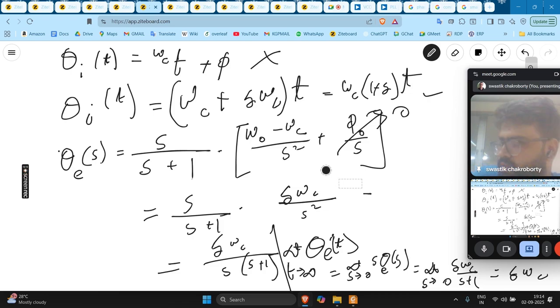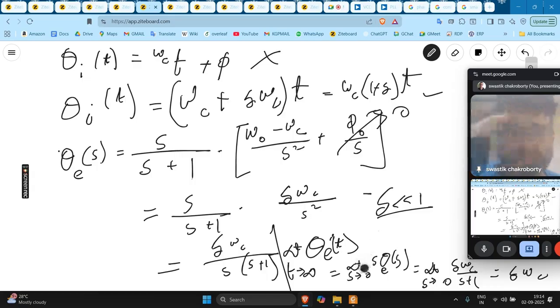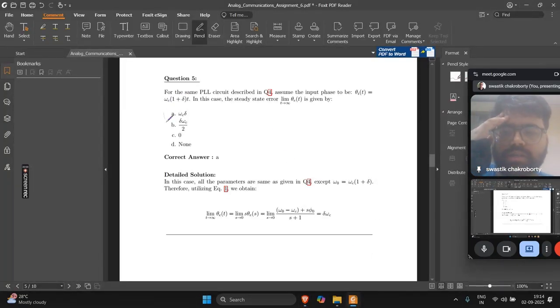So we can say that at steady state we have an explainable output: whatever was the difference of your frequency from the free running frequency, exactly that is reproduced at the output. But if your phase difference is not small, then this small phase analysis does not hold true. So this will hold true only when delta is very small. If delta is very large, then the phase difference will not be small, so we cannot apply this model. So delta has to be very small. So the correct answer is omega c delta.